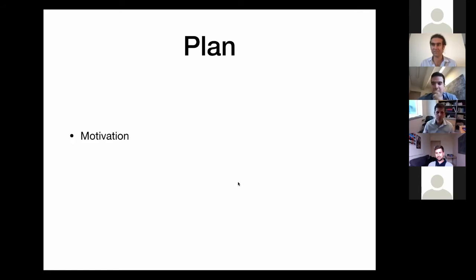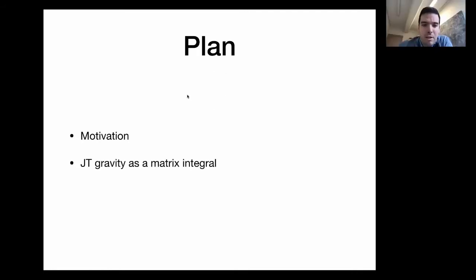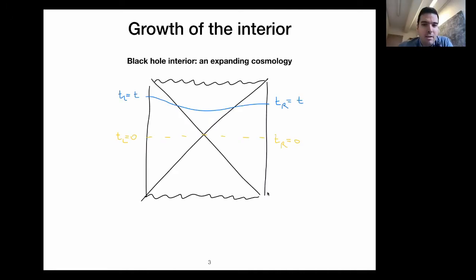First I will tell you some motivation. What do we want to study? Why do we want to study it? Then I will review some results that will be basically the main tools for what I'm going to say, which is what Tom already talked a little bit about, the duality between two-dimensional theory of gravity and matrix integral, random matrix theory. And then I will go on to describe how we calculate the volume of the interior in JT gravity. Okay, so let's start with the motivation.